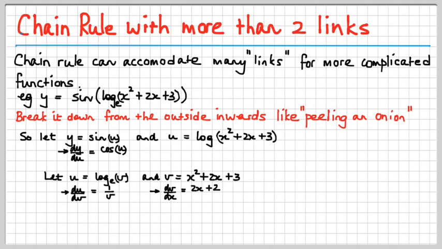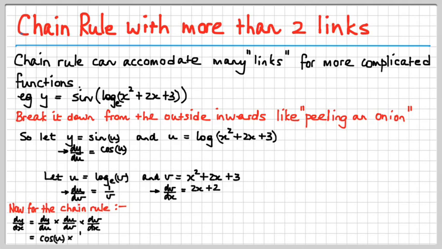Now, are you wondering what we're going to do next? Don't worry, it's chain rule to the rescue. The chain rule says that dy dx equals dy du times du dv times dv dx. See the three links in the chain? Isn't it exciting? And therefore that's cos of u times 1 over v times 2x plus 2.